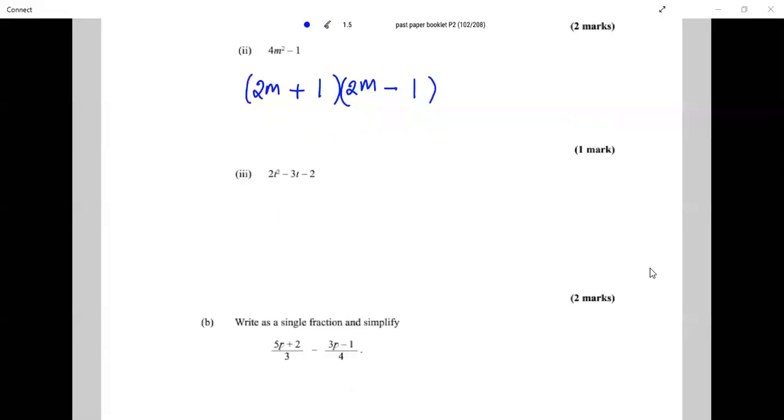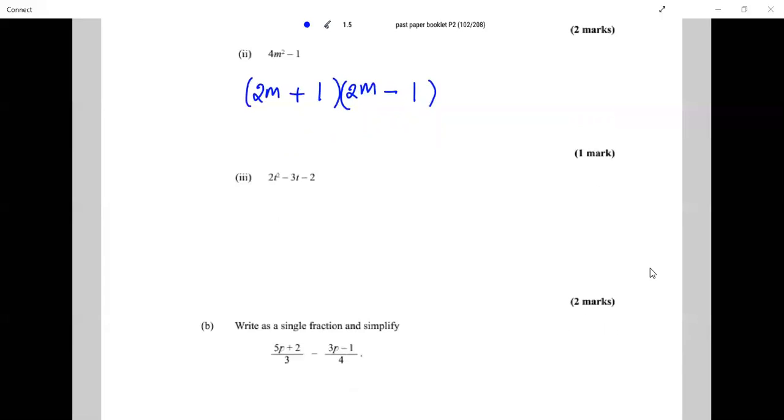3, factorize the quadratic expression. I'm going to use the ABC method. So first I have to find AC. A is 2. C is minus 2. And this is minus 4. B is minus 3.